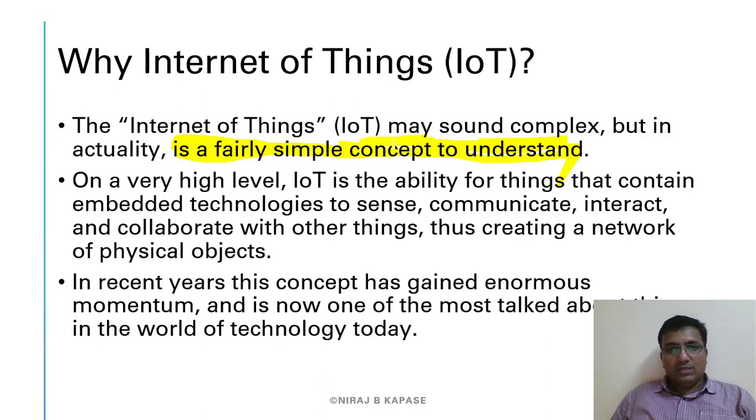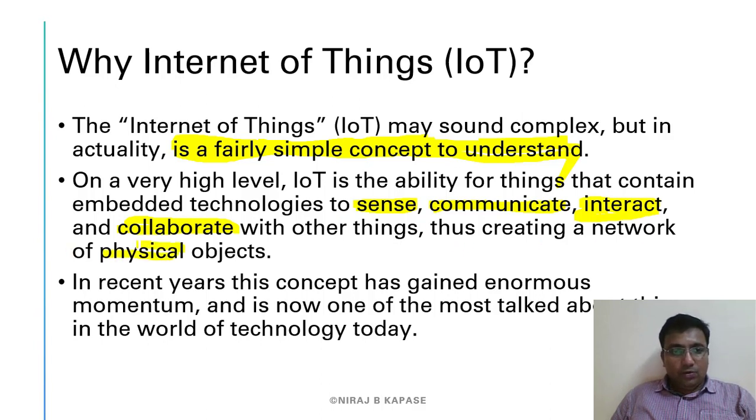Once you are very good in any programming language, then IoT is simple for you. On a high level, IoT is the ability for things that contain embedded technologies to sense. The very important thing is to sense. The second thing is to communicate. And third is to interact with the sensors, with humans, with entities, and collaborate. So these things collaborate with other things, thus creating a network of physical objects.